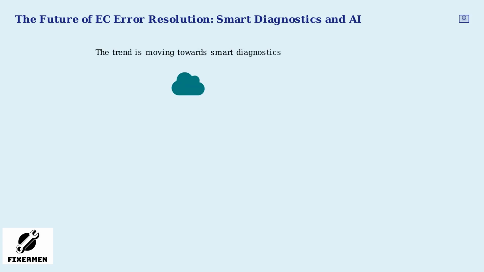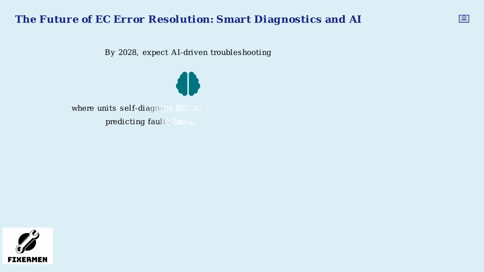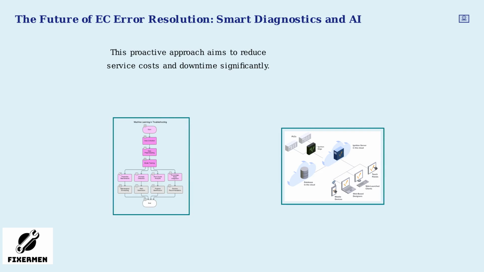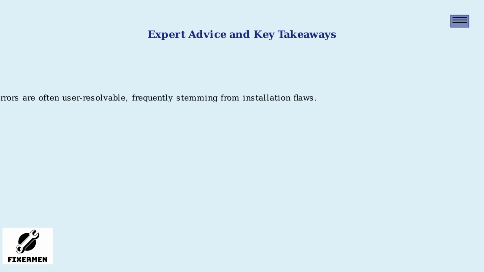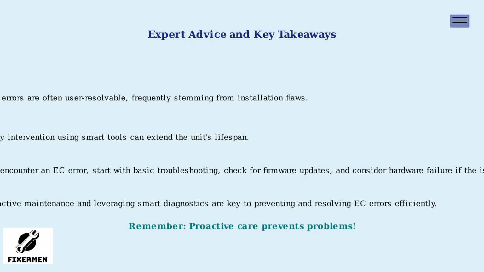The trend is moving towards smart diagnostics and AI-driven maintenance. Newer Carrier Optima units log EC errors in real time via cloud-based servers, allowing for over-the-air fixes in many cases. By 2028, expect AI-driven troubleshooting where units self-diagnose EC issues via machine learning, predicting faults based on usage patterns. This proactive approach aims to reduce service costs and downtime significantly. HVAC experts emphasize that EC errors are often user-resolvable, frequently stemming from installation flaws. Early intervention using smart tools can extend the unit's lifespan.